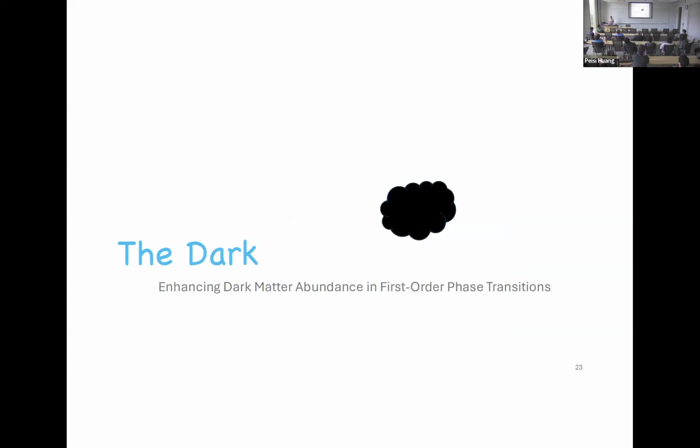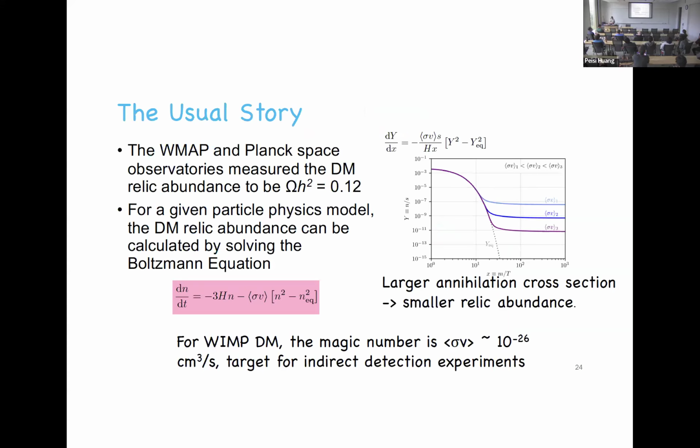Okay. So let me move to the second thing, which I call the dark. In this one, I'm going to show you one example of how to enhance the dark matter abundance in a first order phase transition. So let me start with the usual story.